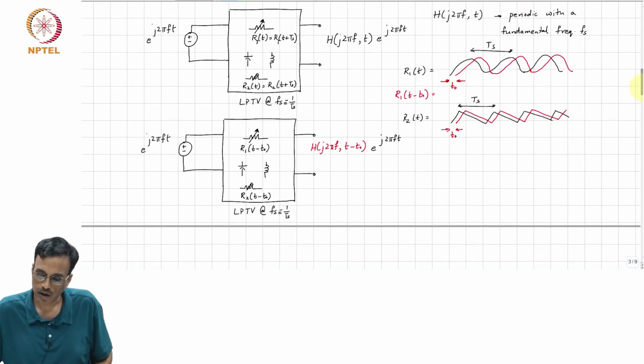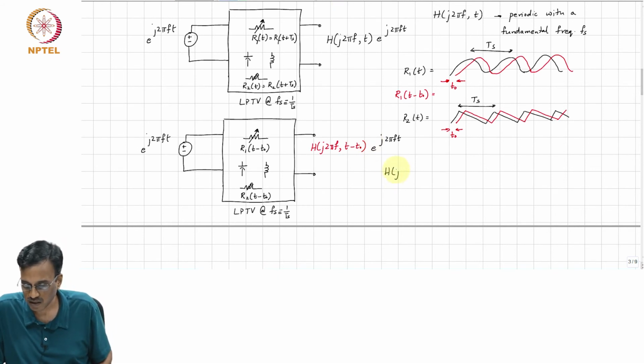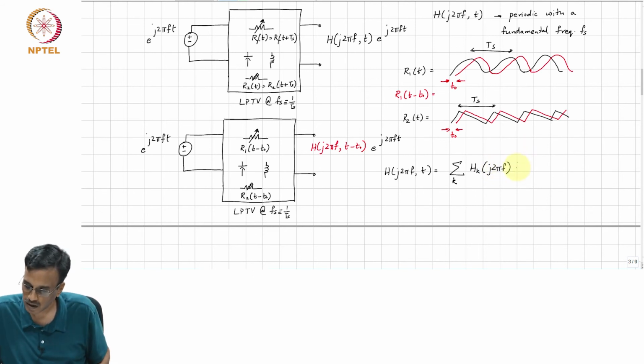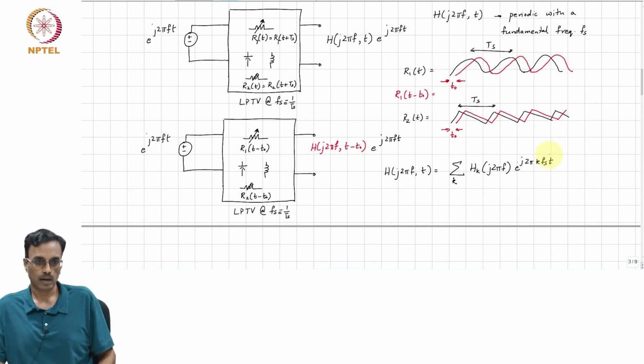Very good. So, if we expanded this as a Fourier series, you would basically get h k of j 2 pi f times e to the j 2 pi k Fs times t.